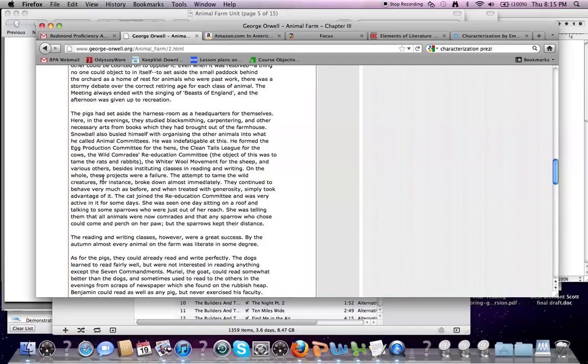Okay, that's not too bad. When you consider what they're doing, they're learning. They're in the constant pursuit of knowledge. The problem, though, is they are creating that separation from the other animals. Instead of everyone getting together to learn about blacksmithing and carpentering and other things from the books, it's just the pigs that are learning. We've talked about this in class, that idea of knowledge. It's cliche, but knowledge really is power.